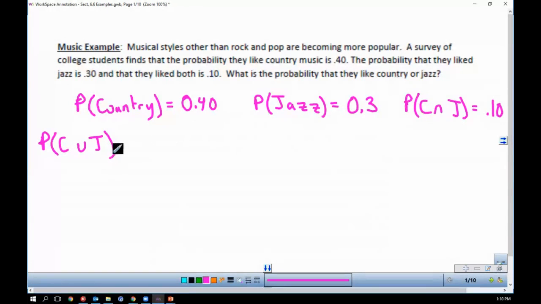The upside down U means and, and the right side up U means or. So this means or. This means and.